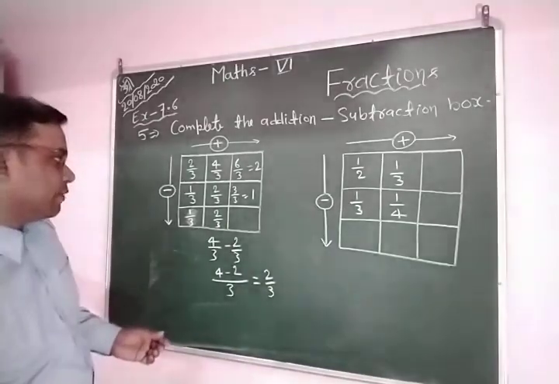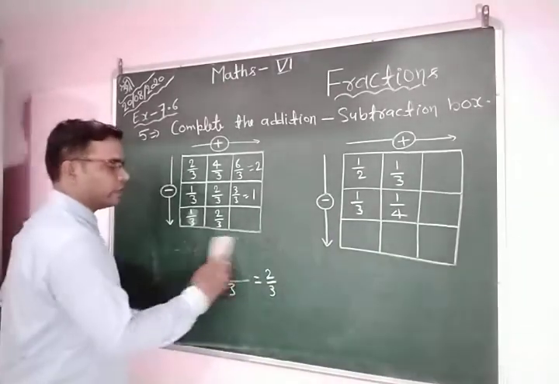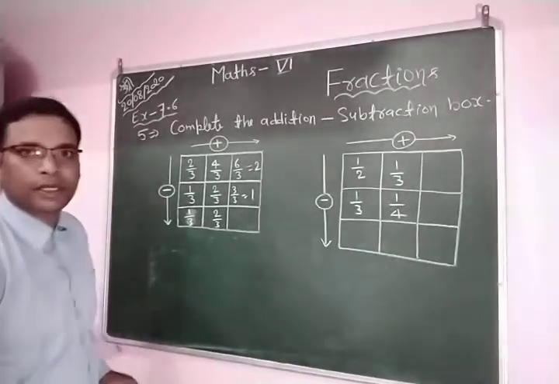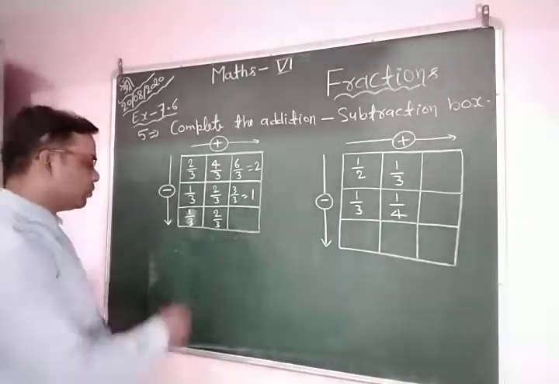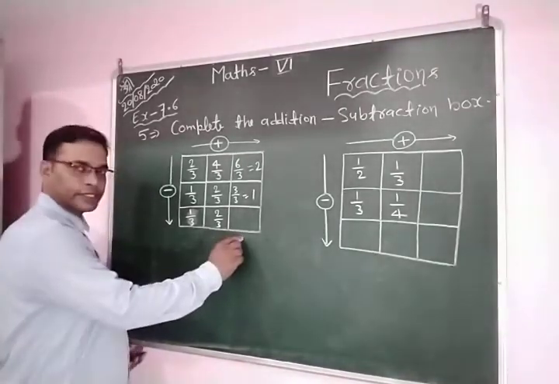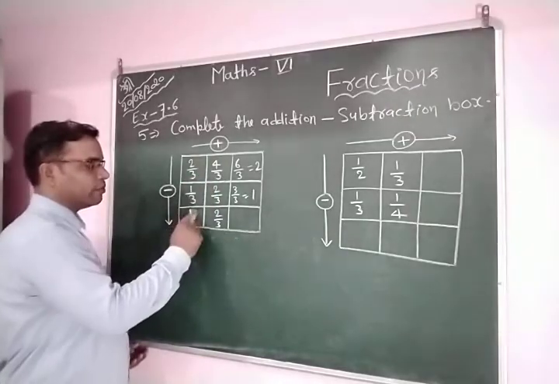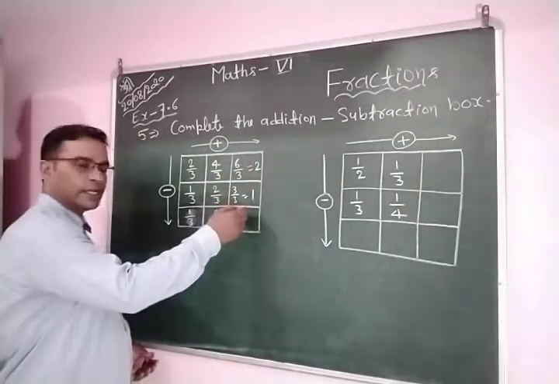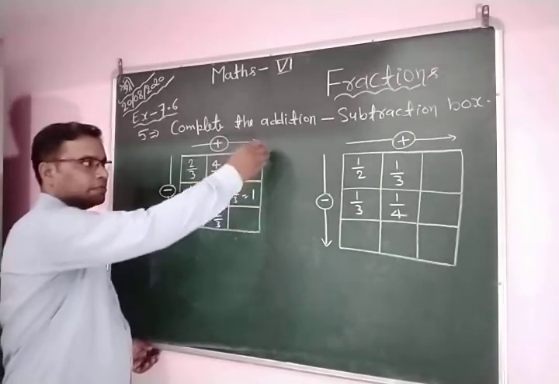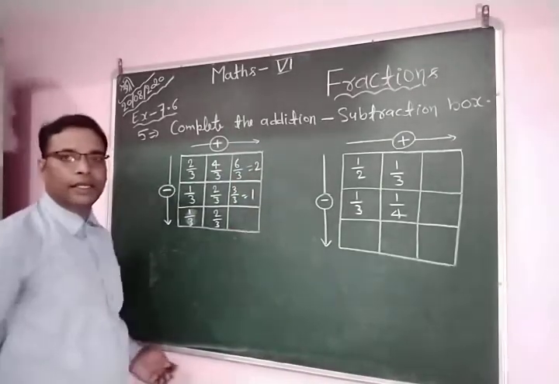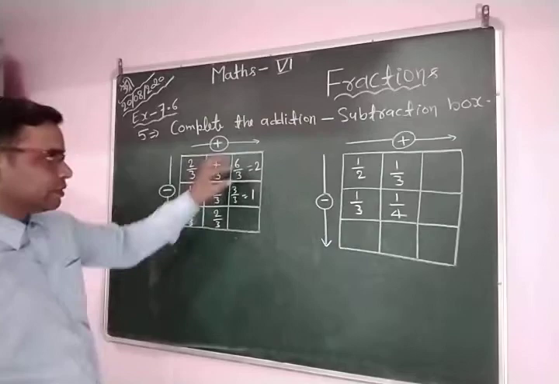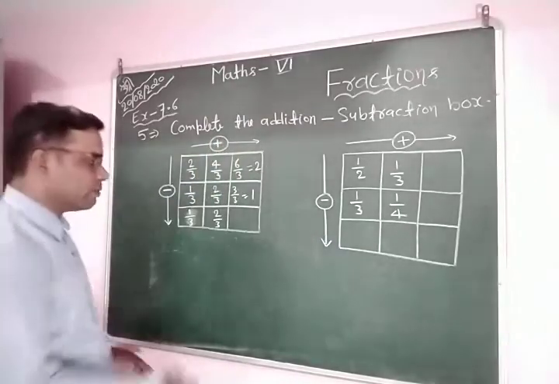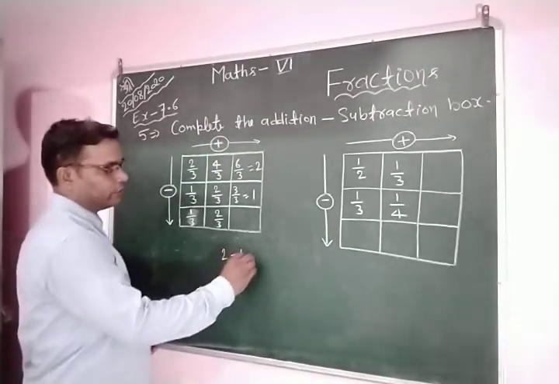Okay, now for this box, what can we write in this box? Here, if you go this side, it is plus: 1 by 3 plus 2 by 3. If you want to solve this box in this manner, from above to below, then we subtract 2 minus 1, 2 minus 1 is equal to 1.